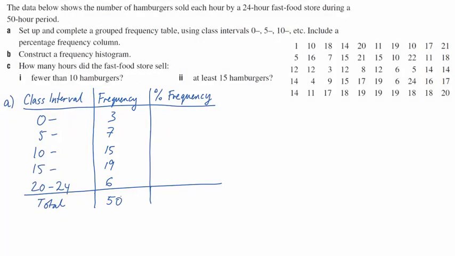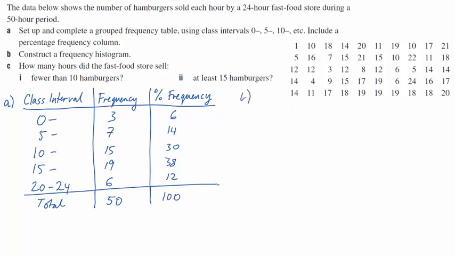To work out the percentage frequency, we're going to need to divide the frequency by the total. So 3 out of 50 as a percentage, that is 6%. 7 out of 50 is the same as 14%, 15 out of 50 is 30%, 19 out of 50, 38%, and 6 out of 50 is 12%. And they should add up to 100%, so let's just add them up, and sure enough, 100%.